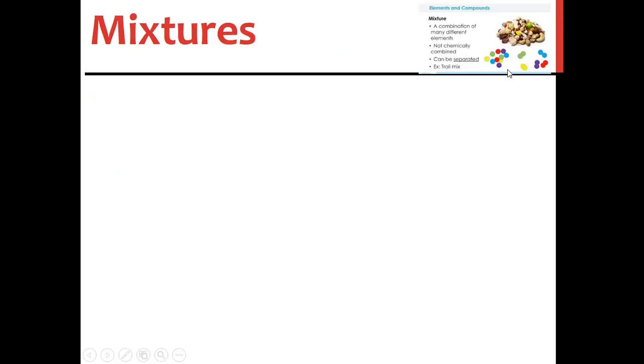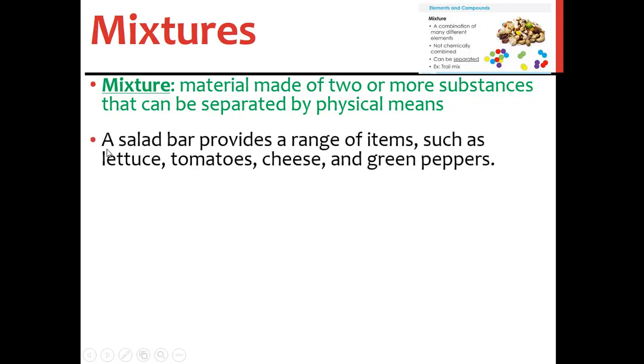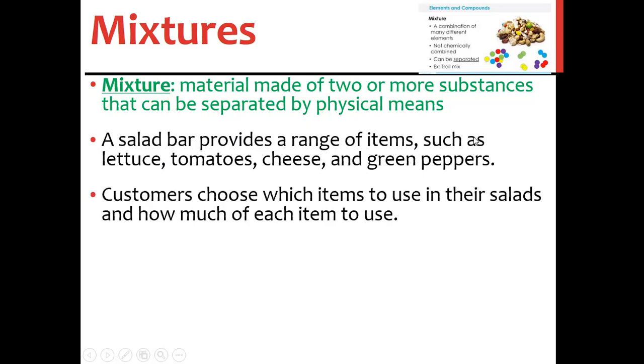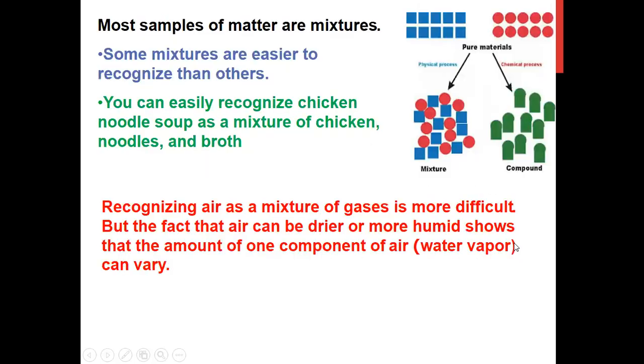The mixtures, look at this mixture. A mixture is a material made of two or more substances that can be separated by physical means. For example, a salad bar provides a range of items, such as lettuce, tomato, cheese, and green peppers. Customers choose which items to use in their salads and how much of each item to use. So, each salad mixture has different types and amounts of components. A mixture is a physical blend of two or more components.